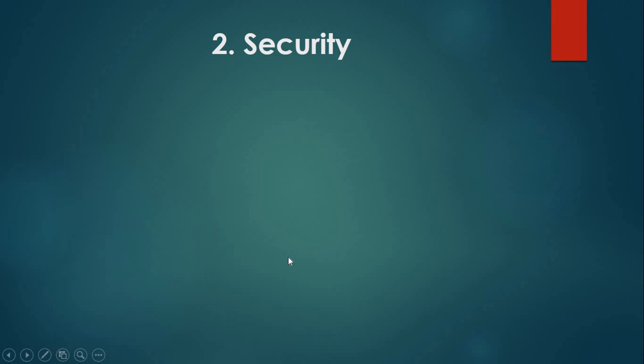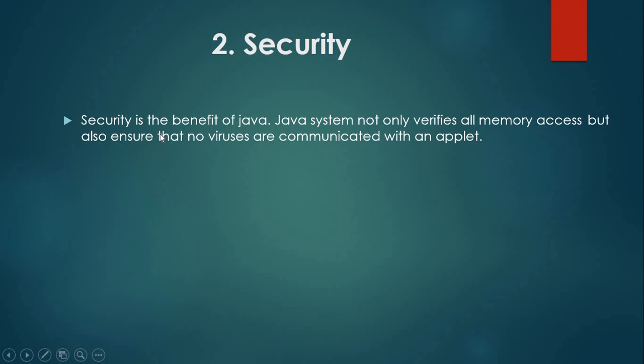Our second feature is security. Security is a benefit of Java. The Java system not only verifies all memory access but also ensures that no viruses are communicated to an applet. So that's why Java is secure.